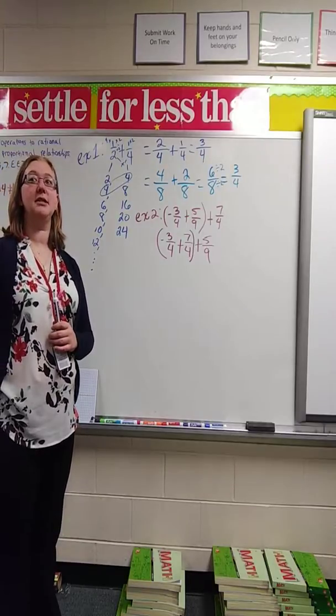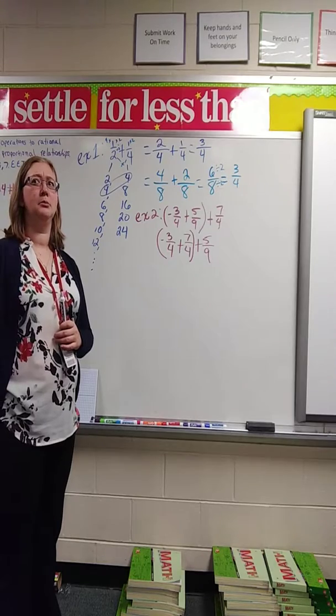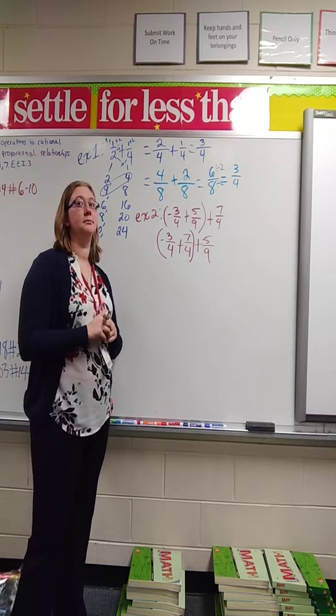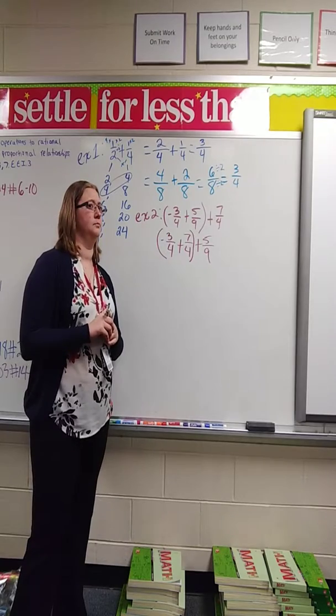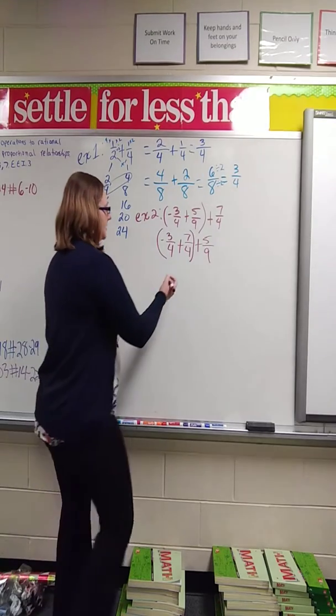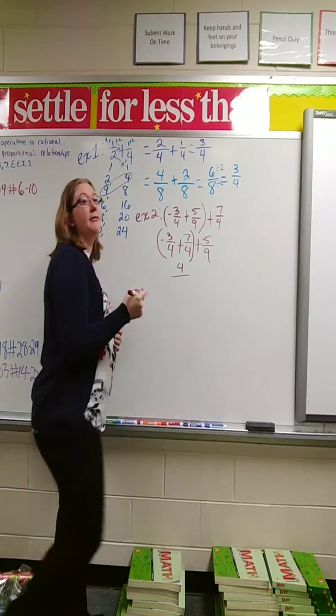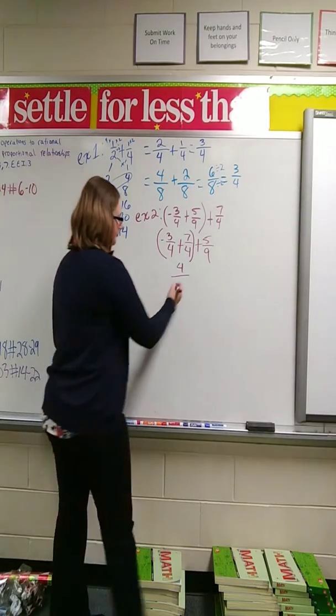What's negative 3 plus 7? Negative 4. Is it going to be positive or negative 4? Positive. Why is it positive 4? Adding absolute value, because the 7 has a greater absolute value.